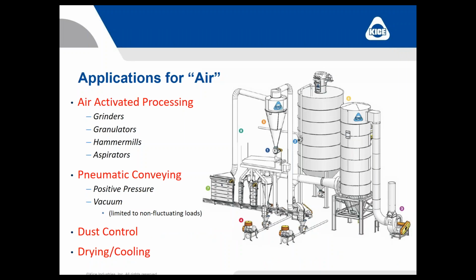Applications for air, there's so many, and most grain facilities and milling facilities have a lot of these processes. It could be grinders, it could be granulators and hammer mills and pellet mills, cooler systems, pneumatic conveying, both pressure and vacuum. An obvious easy one is dust control as an application for air.